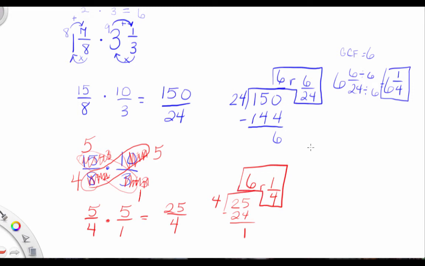So we got the same final answer as we got with our first way. This way we just simplified so we could have smaller numbers before we multiplied. In the top way, we multiplied first and then we simplified. So either way we get the right answer. So when you're working these problems out, you can do whichever way works better for you.